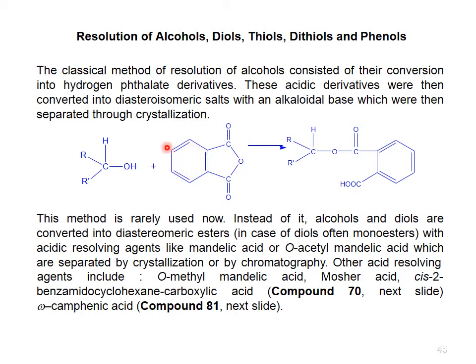Other acid resolving agents include O-methyl mandelic acid, Mosher acid, cis-2-benzamido cyclohexane carboxylic acid. Then compounds like omega camphenic acid are used for the resolution of alcohols. These are some resolving agents which are used for the resolution of alcohols.